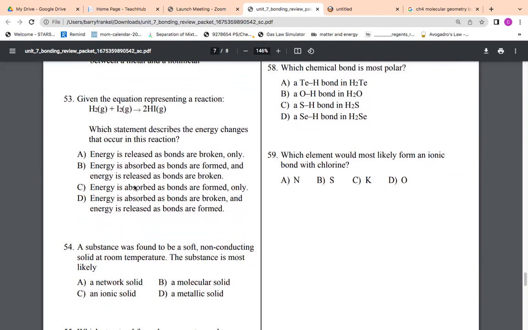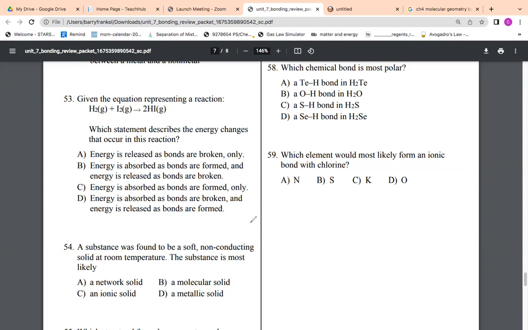Okay, 53. Given the equation representing a reaction, we've actually had this question. This was one of our questions for this lesson. I think this was the very first lesson that we did for the unit 7.1, I think. So we're given this equation. We already looked at this equation before, by the way. Which statement describes the energy changes that occur in this reaction?